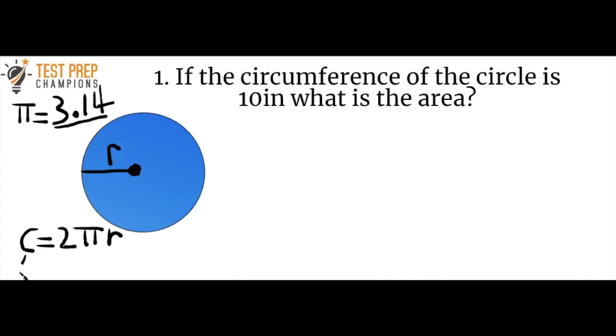Now let's also look at the formula for the area of a circle. A equals pi r squared. So what's the strategy here?